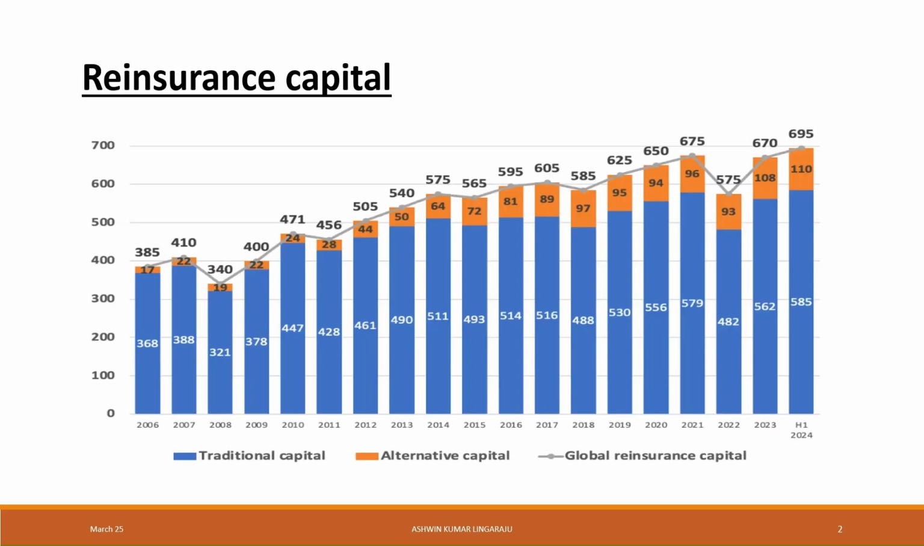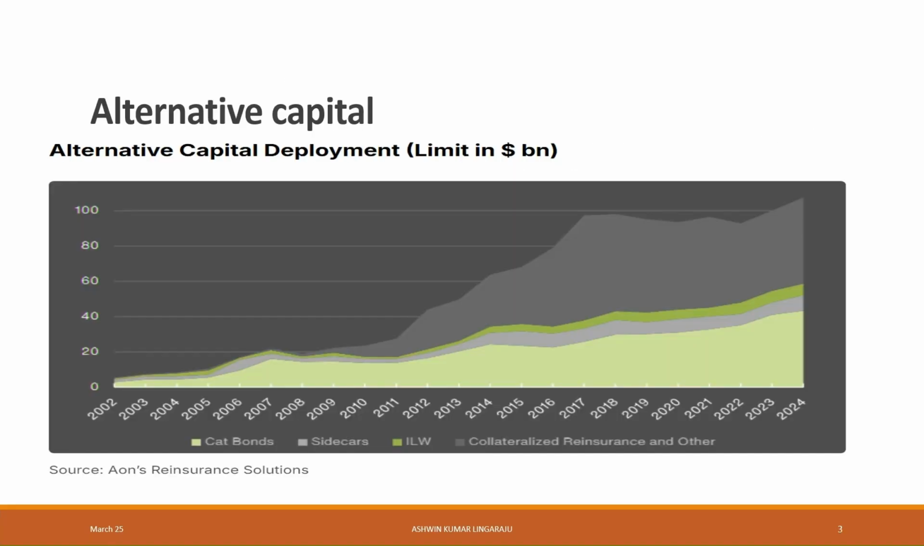I have included the first two slides from the previous PPT on catastrophe bonds to show the numbers. As of first half 2024, global reinsurance capital is about 695 billion, out of which traditional reinsurance capital is 585 billion and alternative reinsurance is 110 billion. Within the alternative capital, you can notice that collateralized reinsurance has close to 50% share, which signifies its importance.